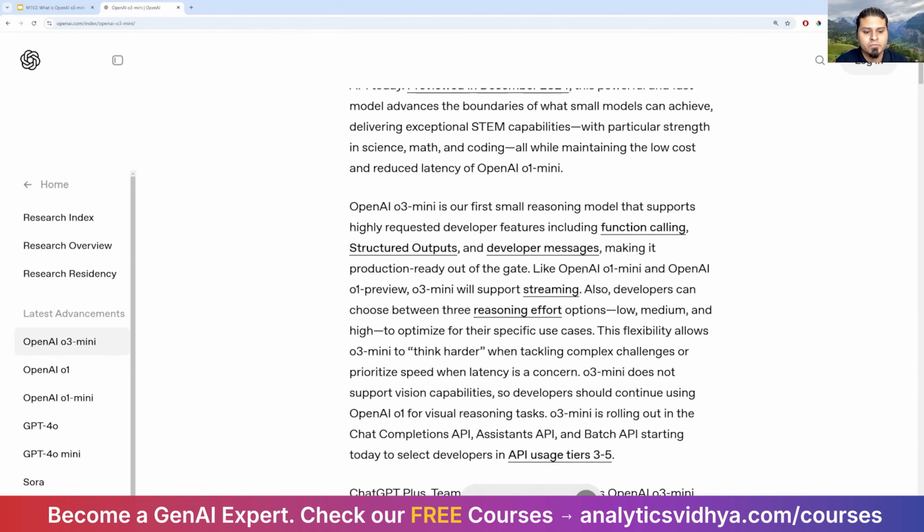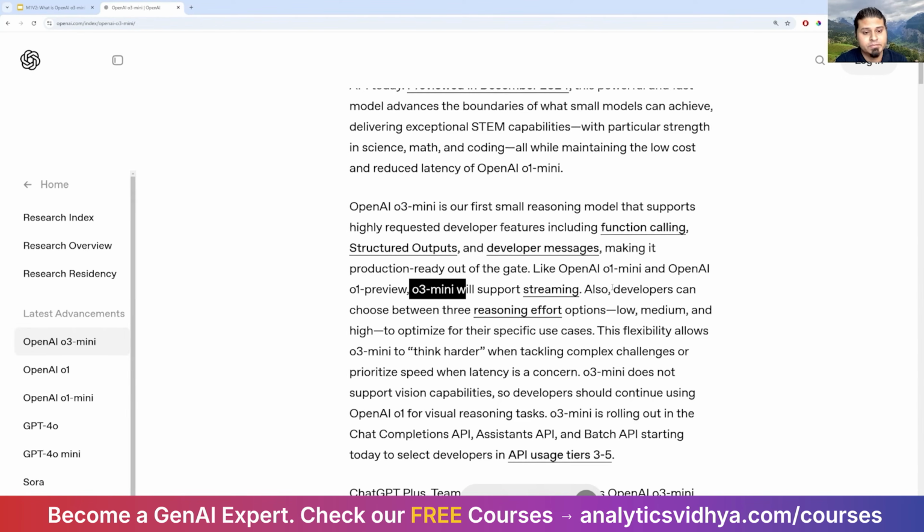And this is their first small reasoning model that supports highly requested developer features, including function calling, very useful for agents, structured outputs, which is a weakness of LLMs, where the idea is instead of just generating text, can you generate output in structured formats like key value pairs, JSON, as well as developer messages, making it production ready, which is a very interesting thing. And OpenAI's o3-mini also supports streaming, just like its other models.